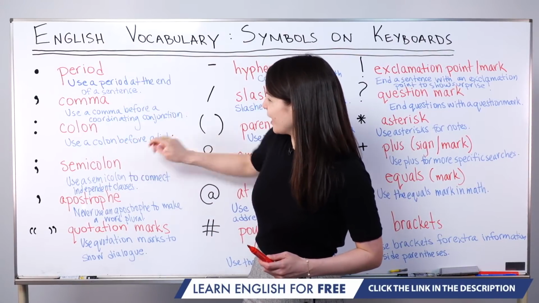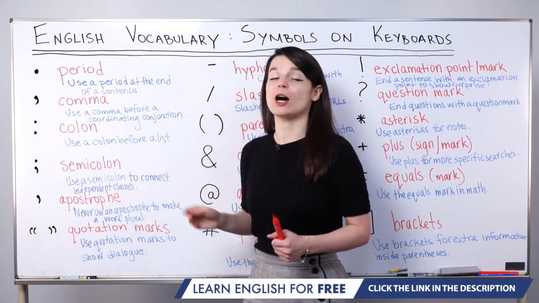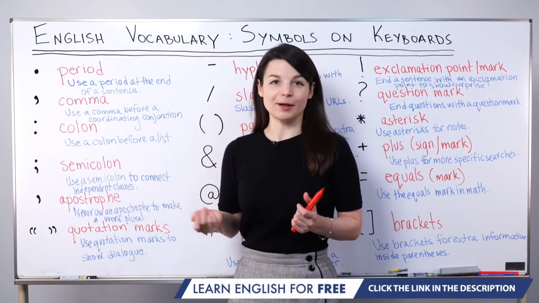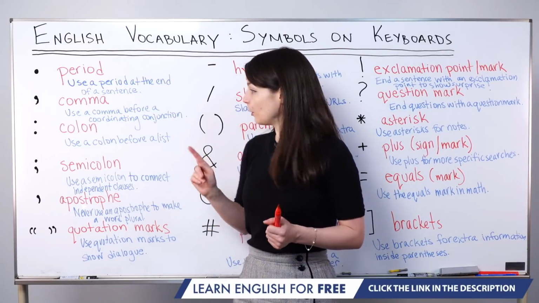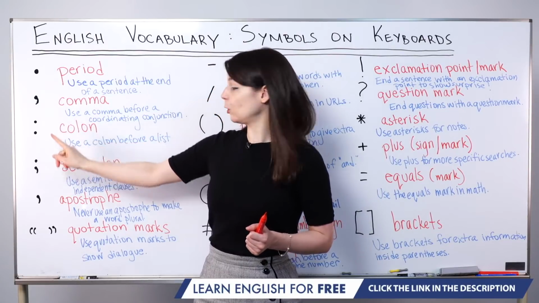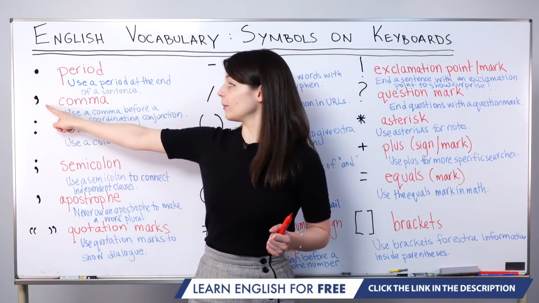So again, it's not correct. I haven't made this sentence to be a list, but that's how it would look in writing. So we use colons sometimes before lists. Okay, the next mark here is very, very similar to the colon. This is a dot, and under it, it looks like this comma.